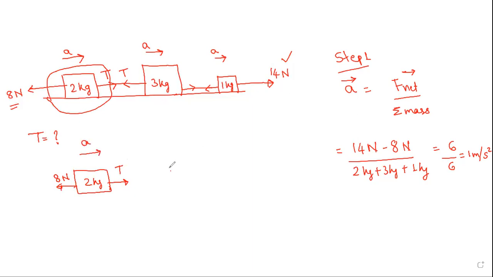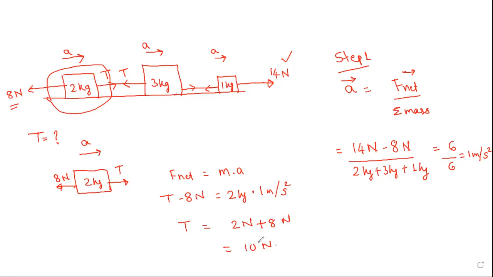Applying Newton's second law of motion, F net is equal to the mass of the body into its acceleration. The mass is 2 kg and the acceleration is 1 meter per second square. And what is the net force? Tension is towards the right and 8 Newton is towards the left. So we would get T minus 8 Newton equals 2 Newton. So T minus 8 is 2 Newton, and the 8 Newton towards the left becomes plus 8 on the other side. So the answer is 10 Newtons.